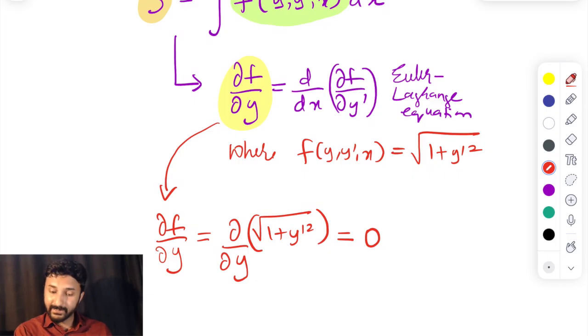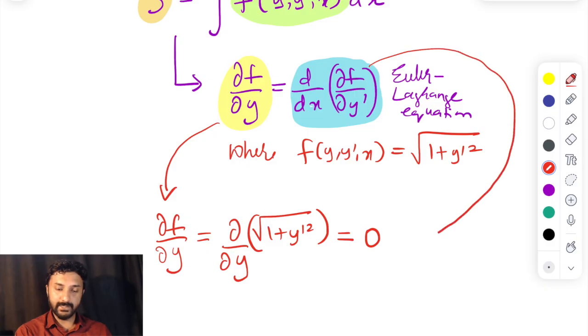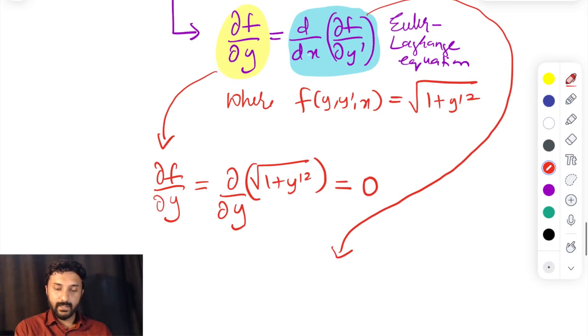Now let's move on to the right hand side of the equation. Let us consider the entire right hand side at once, so that once we find that, we can equate it to 0 and get our solution. So let us now consider the right hand side of the equation, which is supposed to be d by dx of dou f by dou y dash.